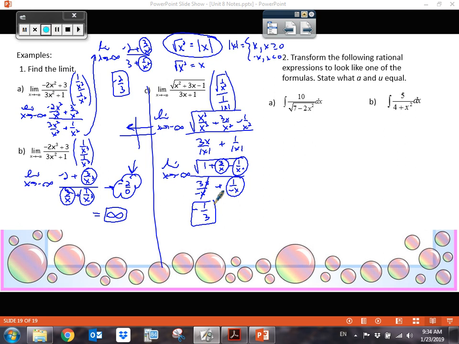Okay, questions on that? All right. So the last one is where we're just taking this integral and we're turning it into one of the formulas. I do not expect you to memorize the formulas. In fact, I'll just write them up here. So this is 1 over square root of a squared minus u squared du, and the integral of 1 over a squared plus u squared. Okay. So what our job is going to be is just to make this look like that.